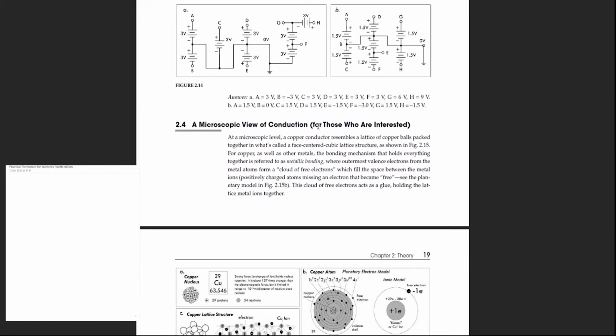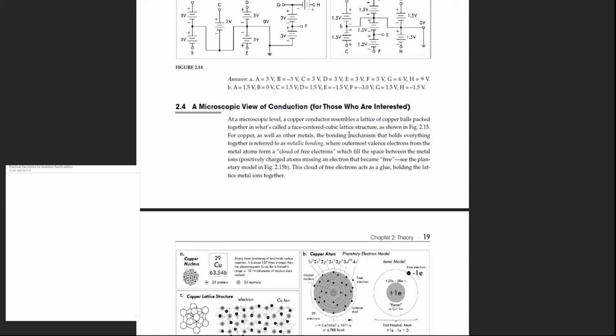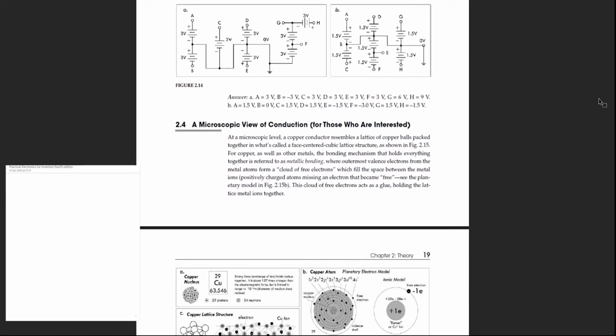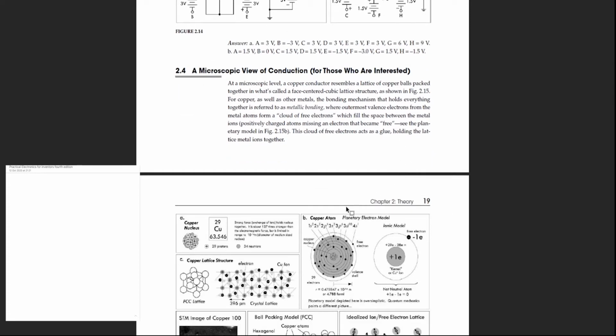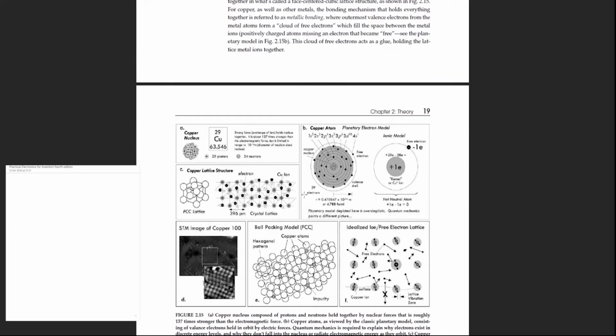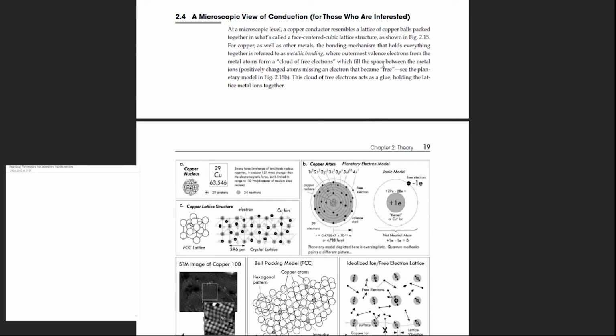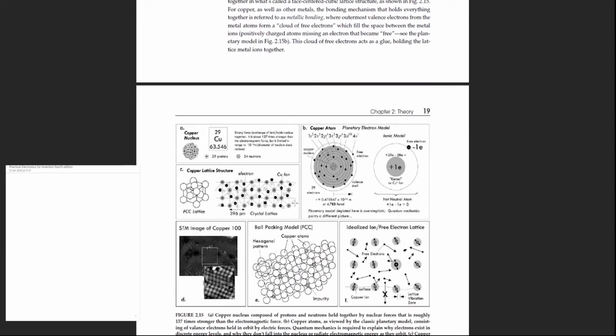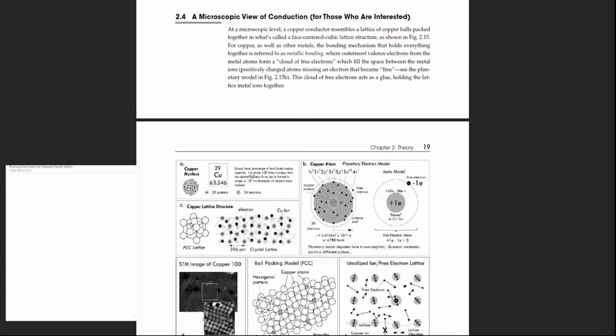Microscopic view of conduction, for those who are interested. At a microscopic level, a copper conductor resembles a lattice of copper balls packed together in what's called a face-centered cubic lattice structure, as shown in figure 2.15. Where's 2.15? Here. There's no letter, huh? Okay, so where is this? Okay, lattice structure. This, right? Okay. I didn't understand any of that.